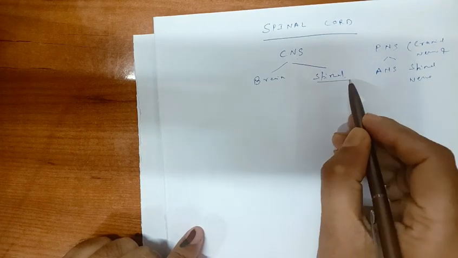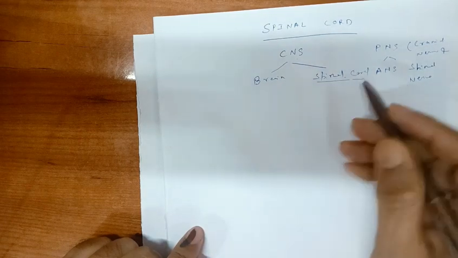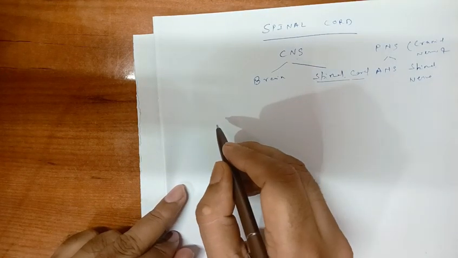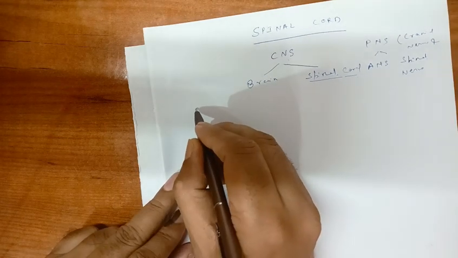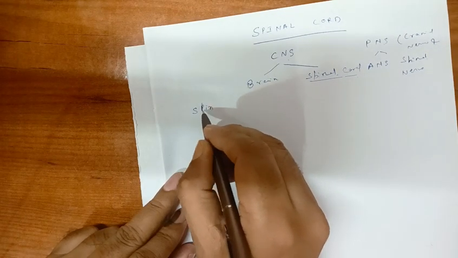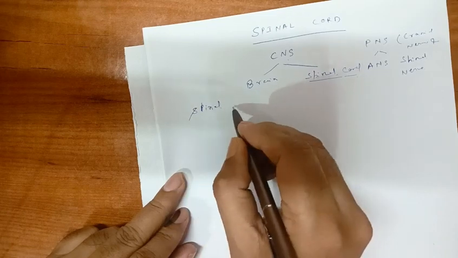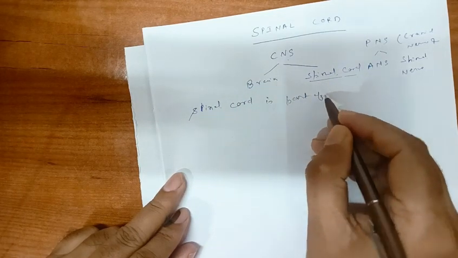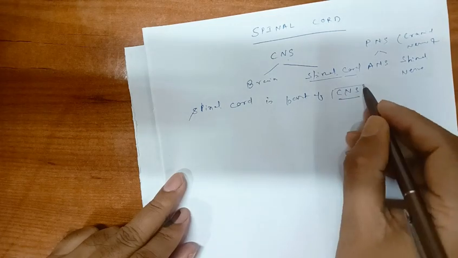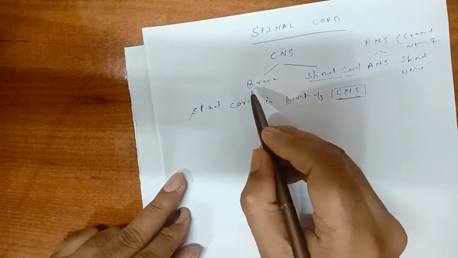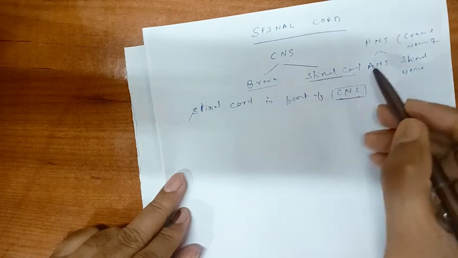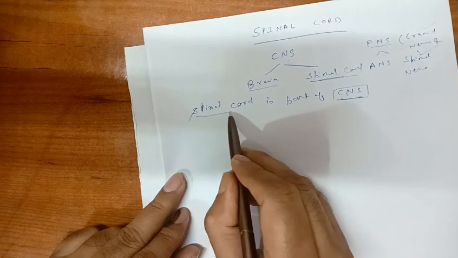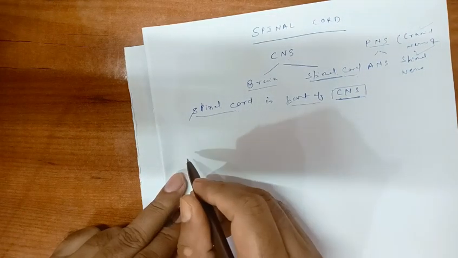Now the spinal cord, we will discuss today the spinal cord. The spinal cord is a part of the central nervous system. The central nervous system includes the brain and the spinal cord. The peripheral nervous system includes the cranial nerve and the spinal nerve.